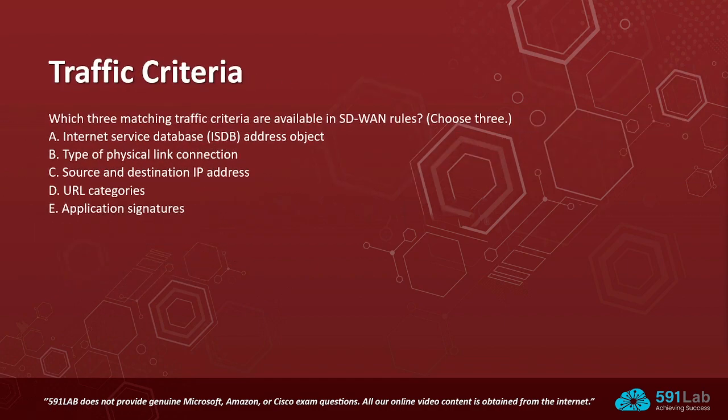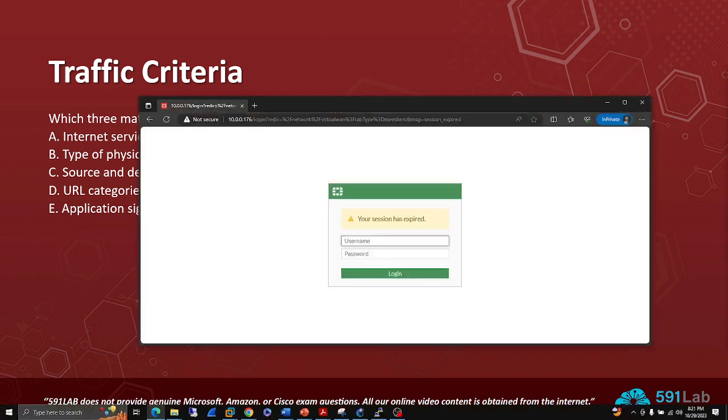The first one is about traffic criteria, and in this one we have this question: which three matching traffic criteria are available in SD-WAN rule? We have to choose three options. So there we got the first option, that is internet service database, type of physical link connection, source and destination IP address, URL categories, and application signatures. So the best example there is to check these configurations on the FortiGate.